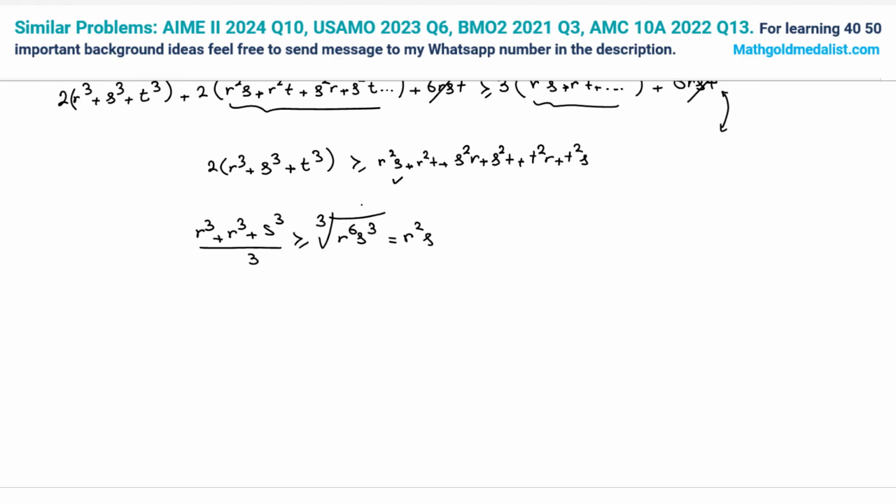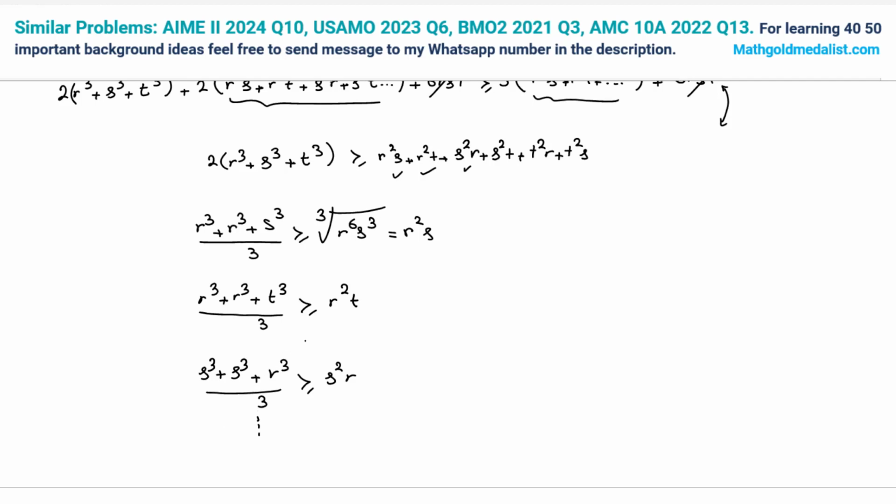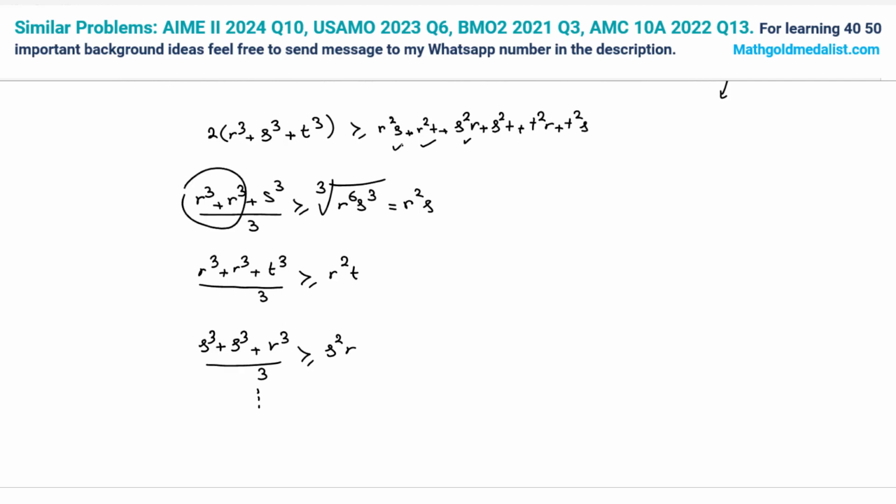Okay? So we've applied this one. Then for the next one, r cubed plus t cubed over 3 is greater than or equal to r squared t. And for the next one, s cubed plus s cubed plus r cubed over 3 is greater than or equal to s squared r. So if we add all these terms, obviously the right-hand side will be this, and the left-hand side will be what? For this one, we have 2r cubed over 3. So let's find the coefficient of r cubed.